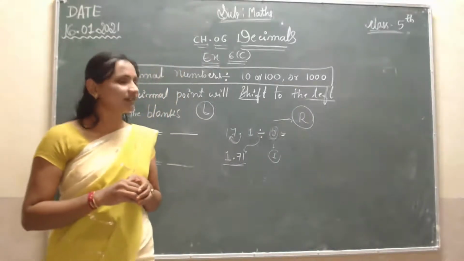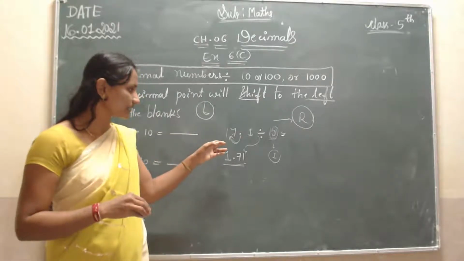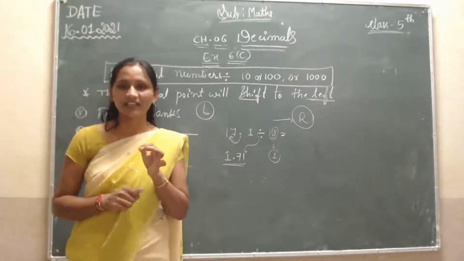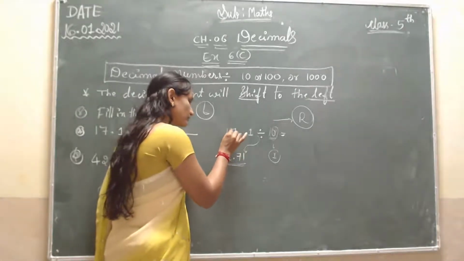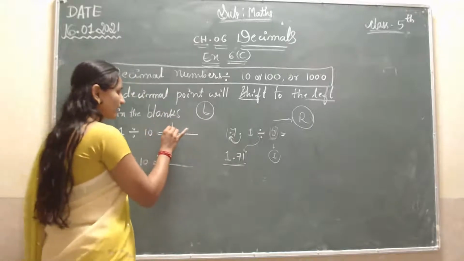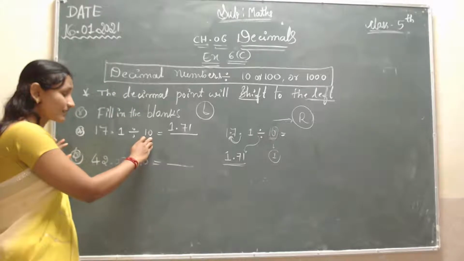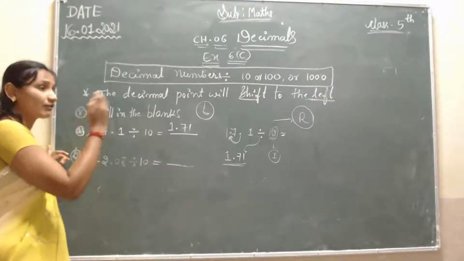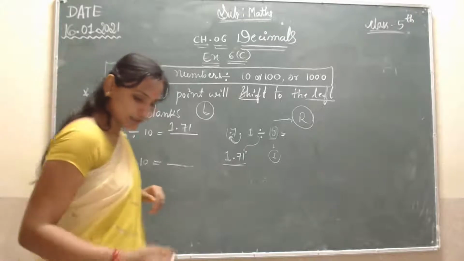17.1 divided by 10 means you shift to the left side. What is the result here? So you have to write 1.71, because how many zeros are here? One zero, so you have to shift the point by one number. Okay, so this is okay.